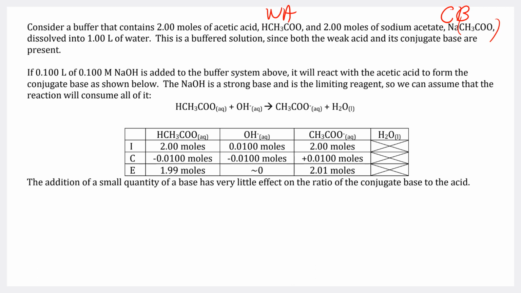If 0.100 liters of 0.100 molar NaOH is added to the system above, it will react with the acetic acid and form its conjugate base, as shown below. The NaOH is a strong base and is considered the limiting reagent. So we can assume that the reaction will consume all of it.